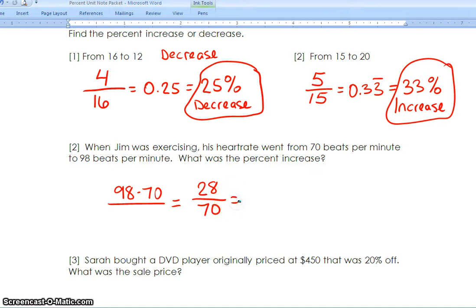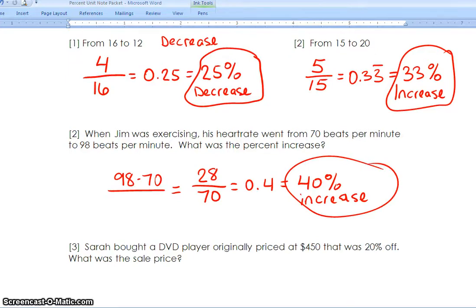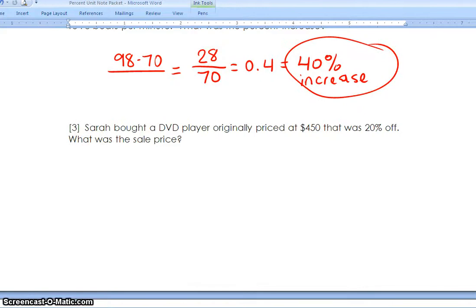Go ahead and stick that in the calculator. 28 divided by 70, always top divided by bottom. I get 0.4. So how do you make that a percent? Move that decimal over 2 times, and we get 40%. We know it's an increase. We might as well, though, go ahead and write 40% increase is how much his heart rate went up. Good job. All right, last example. Let's go ahead again and have Ms. Schmitz pause this and have you guys try to find this one.